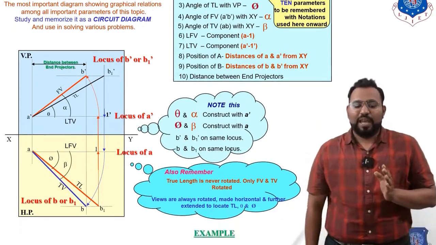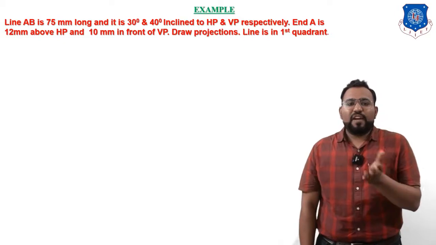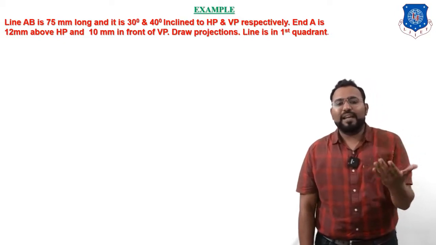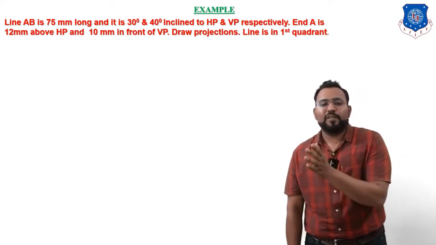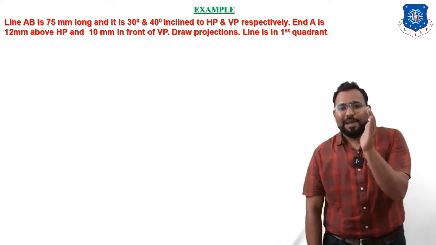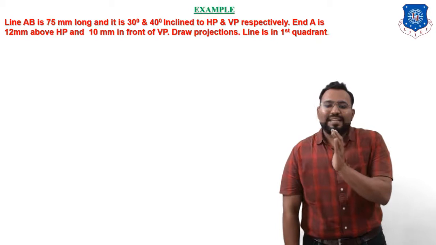So let us jump on to the example. The example is: line AB is 75 mm long and it is inclined at 30 degrees and 40 degrees to HP and VP respectively, and A is 12 mm above HP and 10 mm in front of VP. Draw the projections. The line is in the first quadrant.